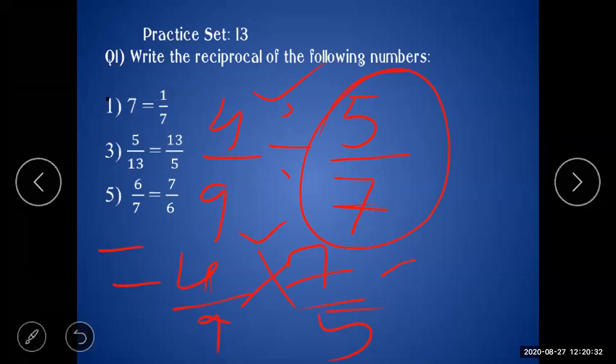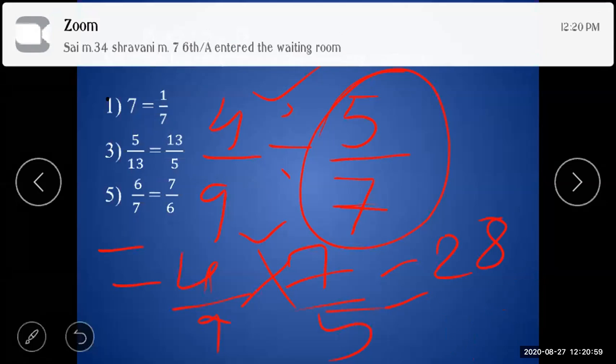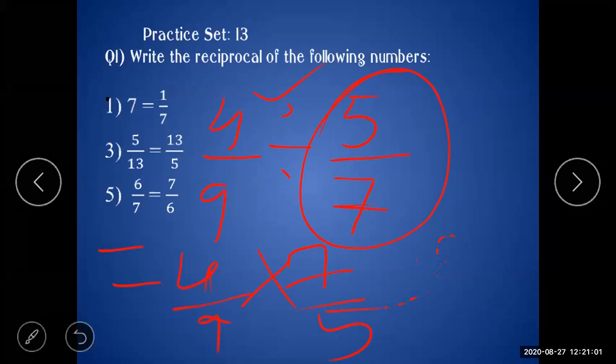So here is our final answer. Now you have our sum in multiplication form. So you multiply 4 into 7, which is 28, divided by 9 into 5, which is 45. 9 fives are 45. I hope you have understood. Now I am going to take another example and show you.